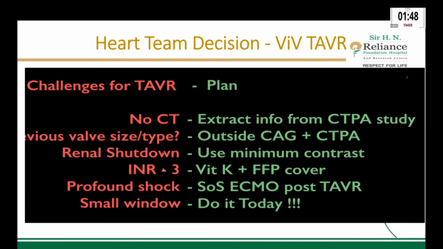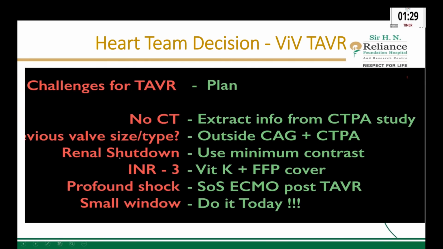We don't have a CT scan and the patient is not fit enough for a CT. So we extracted the TAVI information from the CT pulmonary angio. We don't know the previous valve size or type. The outside coronary angiography showed a valve image, and based on that image, we decided that it's a Paramount Magna valve.